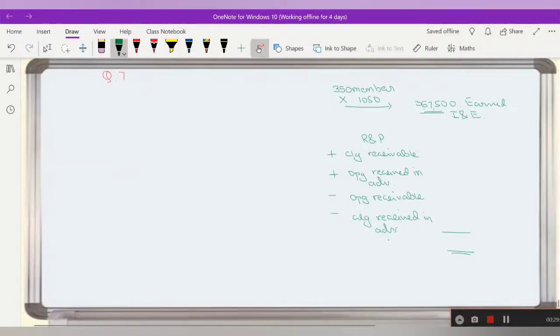Income to be credited or debited to your income and expenditure account. Already they have given this amount. They are asking us what? The subscription outstanding, that is subscription receivable amount. Opening or closing we have to see, that is 31st March 2020.